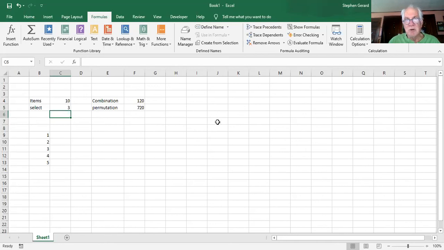I don't know that aside from when I first had to do it in my math class back when I was an undergraduate, I never figure combinations and permutations out by hand anymore. It's just too much energy. It's a waste of time. I don't want to do it.